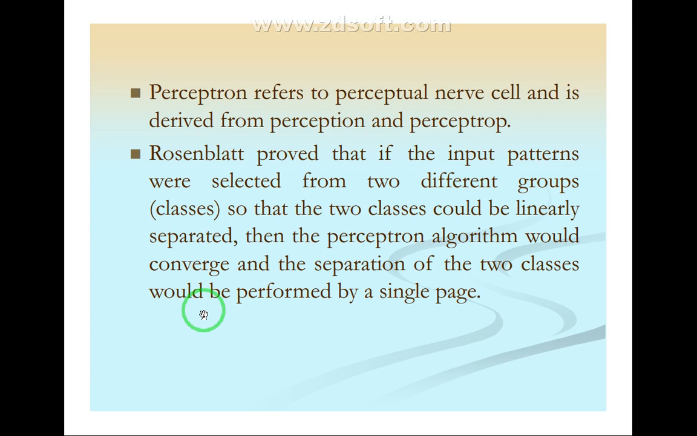So as we said, like AND, OR, NAND, NOR, we have two classes of inputs. They can be linearly separated. Therefore, single layer perceptron can converge and can solve the problem and can give a result and can classify these two classes of inputs into separate classes by a single plane.